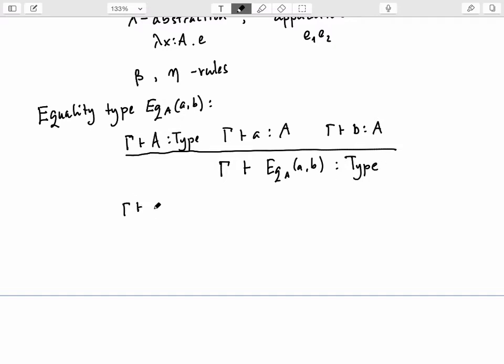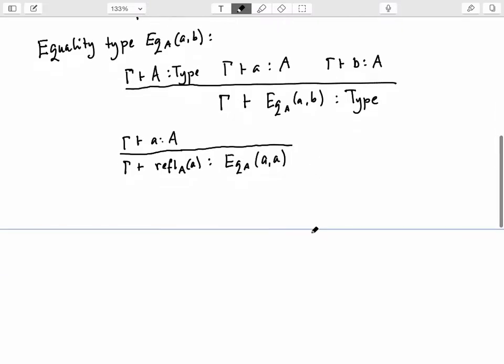If in a context gamma a has type A, then I can form, this is the introduction form, the reflexivity term, refl a, and it has type Eq A a a. So that's the reflexivity term. There is no eliminator because we don't need it. This is not the troublesome reflection rule, this is the reflexivity term.